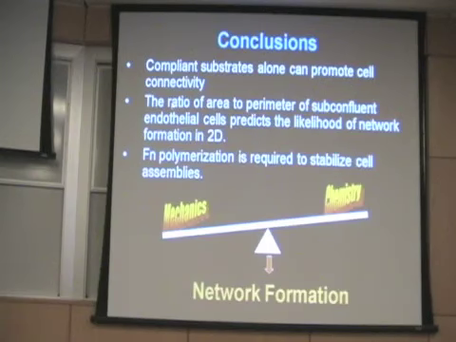The way cells actually adhere to this matrix, which we've measured as a ratio of area to perimeter, can predict the likelihood of 2D network formation. We think that's a measure of substrate adhesivity and how well cells can adhere, and then whether cells make the choice to adhere to each other versus adhere to the matrix. And the chemistry is also important. In our case, at least, fibronectin polymerization is required to stabilize these network formations. So cells can communicate through their substrate. They can use contractile forces to assemble into networks, and then they can stabilize these network structures using chemistry. And so really, network formation is this balance between chemistry and mechanics that allows cells to form tissue-like structures.